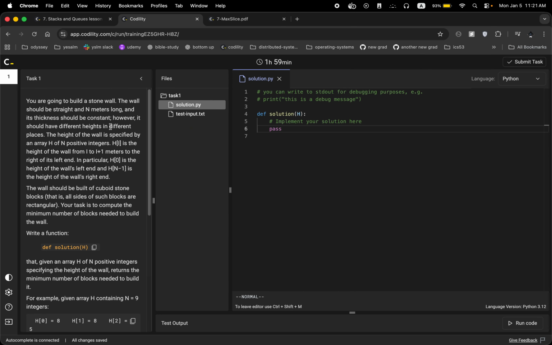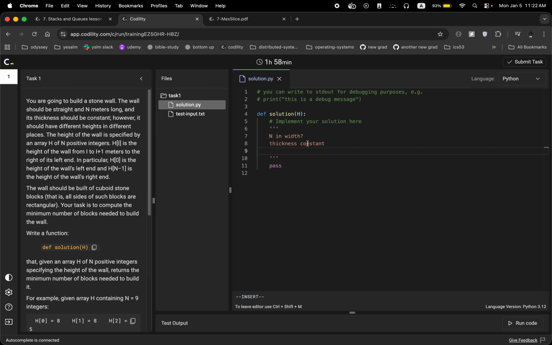You're going to build a stone wall. The wall should be straight and n meters long, and its thickness should be constant. I guess n meters long in width. Thickness should be constant. However, it should have different heights in different places.